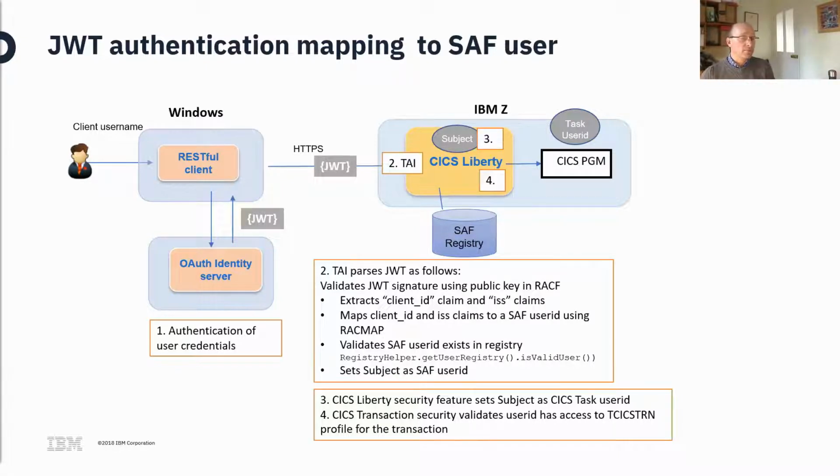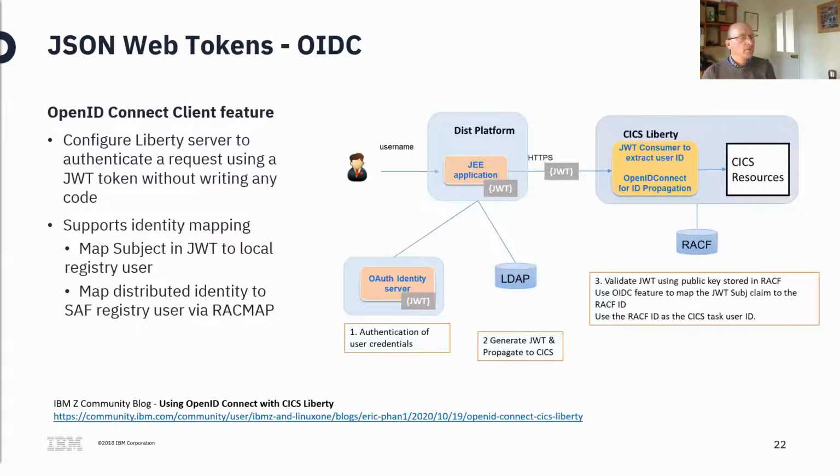That then gets pushed onto the CICS task user ID by the Liberty security feature, and your CICS transaction runs under that user ID as its task user ID without requiring any password authentication. The user ID is asserted based on the processing in the TIE. So that's quite a neat little bit of security infrastructure.